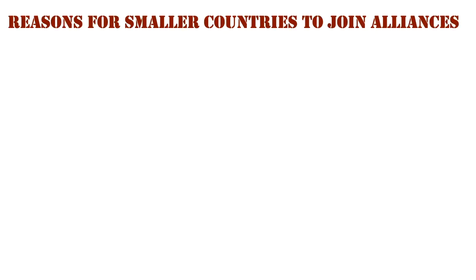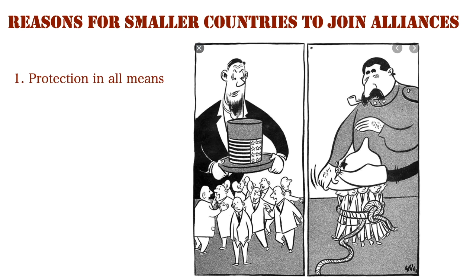Now, first we have the reasons for smaller countries to join alliances. The smaller countries joined alliances because the smaller states, by remaining tied to one of the superpowers or by joining the alliances, get all means of protection, especially against the stronger neighboring countries.